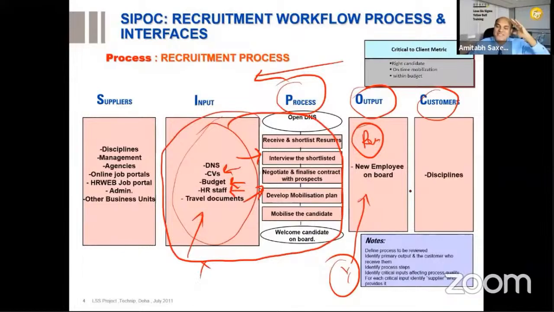Recruitment cycle time is the result, it is not in your hand. Results are not in your hand. Only the X factors. You can do something about X factors. Y is an output. My sales are low.